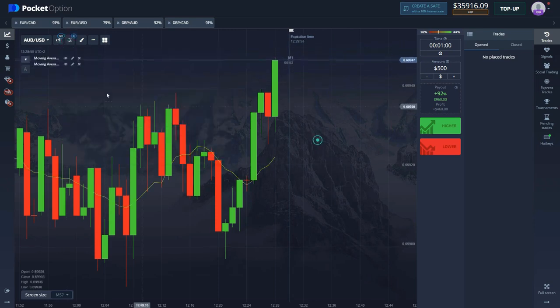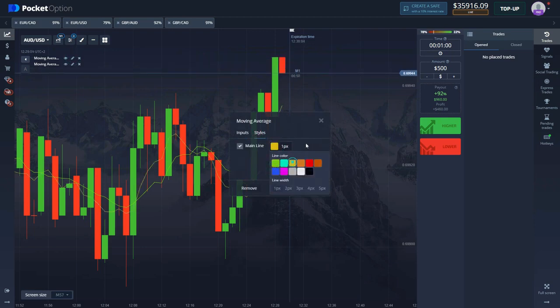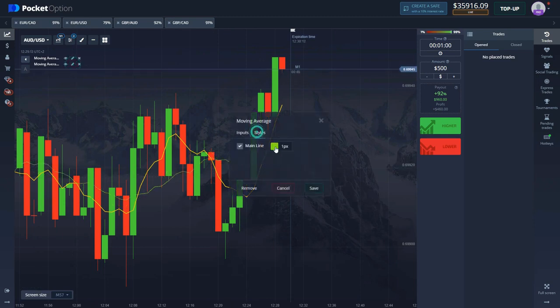First thing we need is two moving averages for the strategy, so I put one at 6 SMA period. We change the color to something that is visible, so yellow here. And the second one is going to be 14 SMA, and the color, let's go with blue.